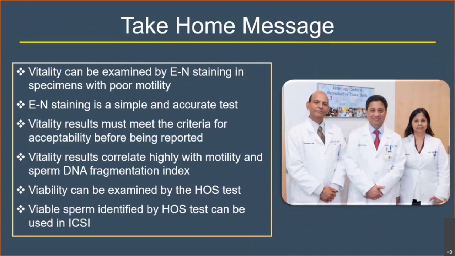So I would like to leave you with the take-home message, and that is that the sperm vitality can be examined by the eosin nigrosin staining, especially in samples which are of poor quality. Eosin nigrosin staining is a simple and accurate test, and the vitality results must meet the criteria for acceptability before these are reported. And the vitality results correlate highly with both motility as well as the sperm DNA fragmentation index.